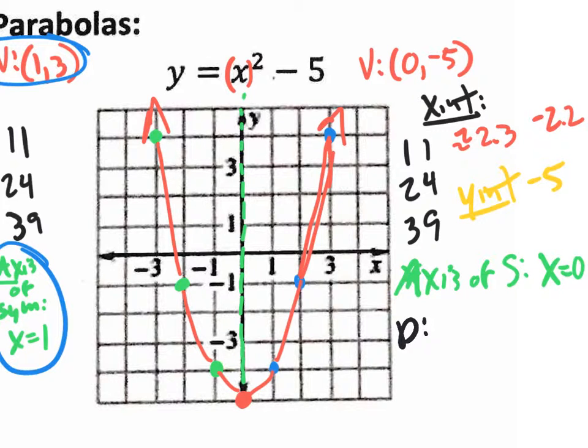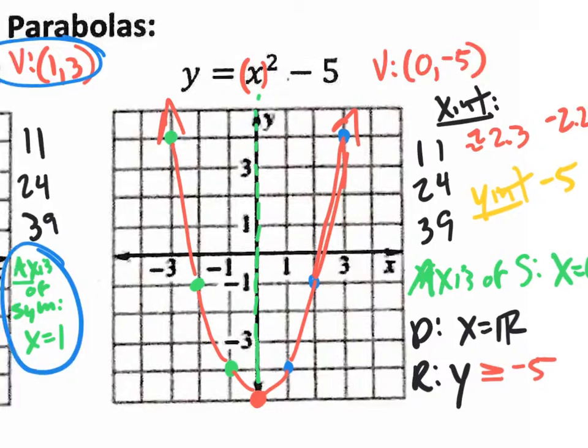Ridiculously easy. Domain is what? X equals all real numbers. Range. Y is greater than or equal to -5. If you put y equals -5, that's technically not right. You have to say greater than. Why is it greater than? Because it's opening up. It's above the -5 value.